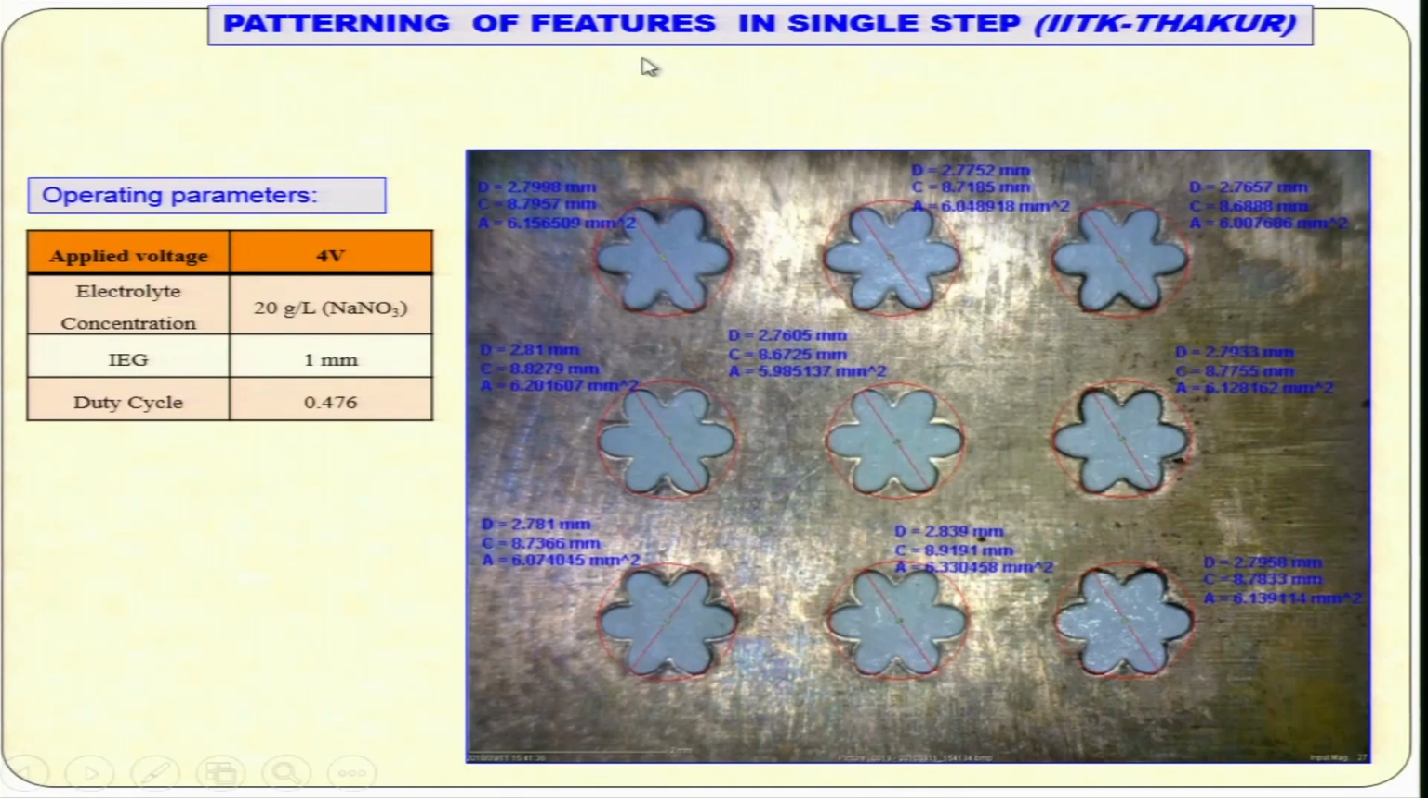Now patterning of features in a single step. In a single step you can create such kind of feature. This is the experimental part, the machine photograph, and these are the machining conditions. Concentration 20 gram per liter sodium nitrate, inter-electrode gap 1 millimeter, and duty cycle 0.476, and you can see here all the dimensions of the machined pictures or features.